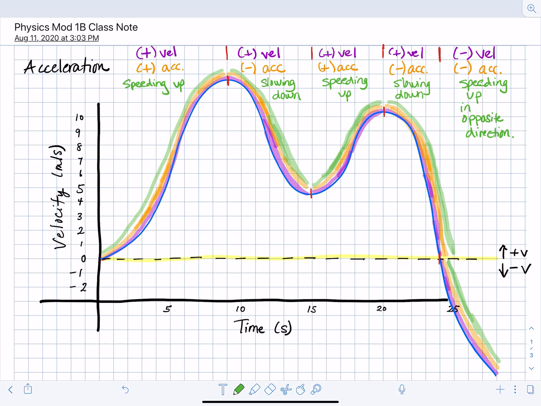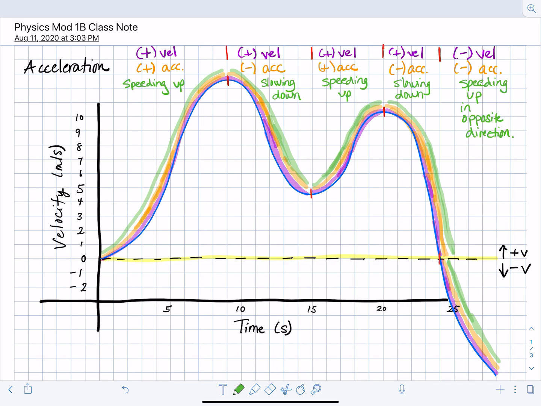So if you're trying to evaluate if something is speeding up or slowing down, you've got to look at the signs. If the velocity and the acceleration both have the same sign, that means the object is speeding up. If you have different signs, that means the object is slowing down.